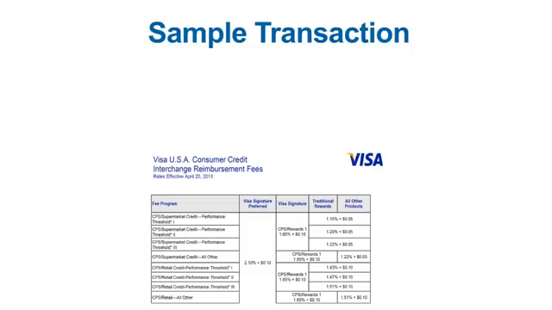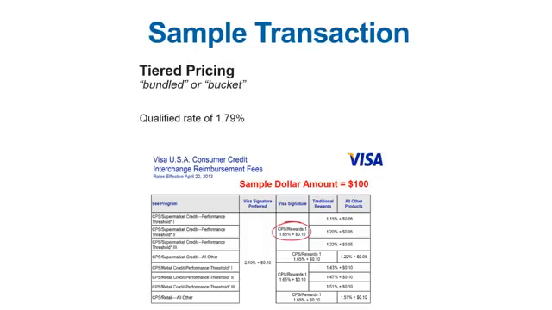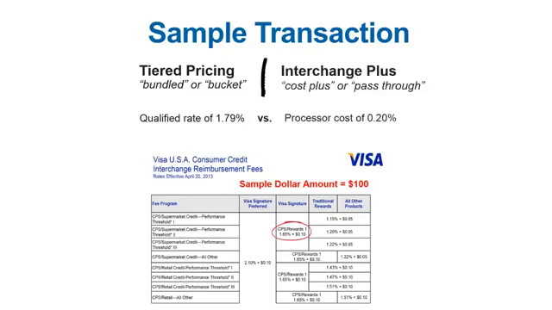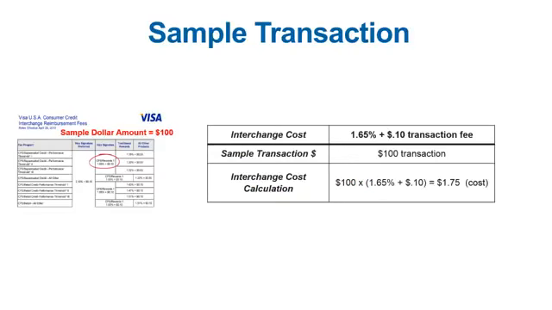Here's a sample transaction. Refer to the Visa interchange chart that we looked at earlier, and let's compare a single transaction at a qualified rate of 1.79% under a tier-based program to an Interchange Plus pricing program with a processor cost of 20 basis points. Assume the following for the transaction. The interchange cost is 1.65% plus a 10-cent transaction fee, and we'll use a $100 transaction as the sample dollar amount. Given those two variables, we know that the actual cost of the transaction is $1.75.